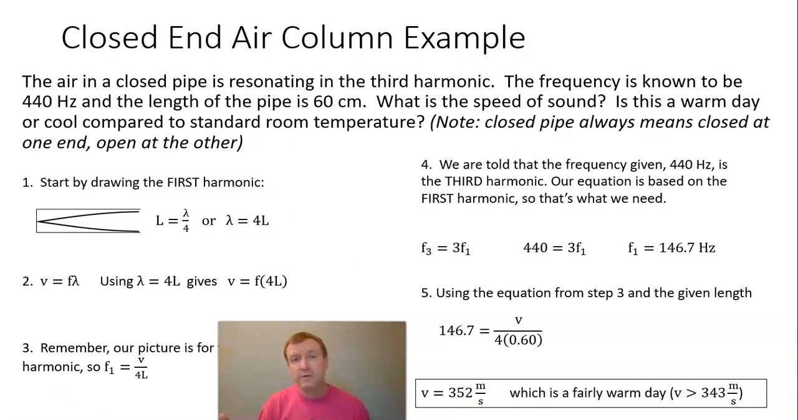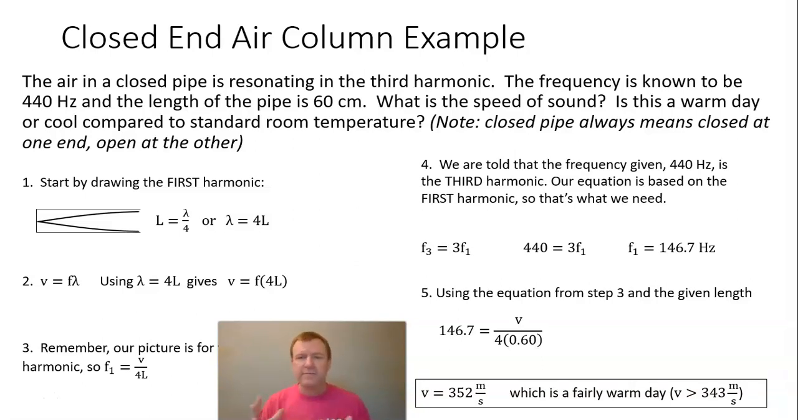So if you remember, 343 meters per second, that's the speed of sound at room temperature. And the higher the temperature, the faster sound travels in air. So we have something greater than 343 meters per second, so we know it must be warmer than room temperature. And I calculated this, and I forgot the number already. I think it's in the 90s or something for degrees Fahrenheit, so a pretty warm day.